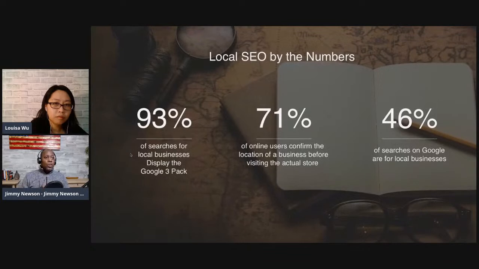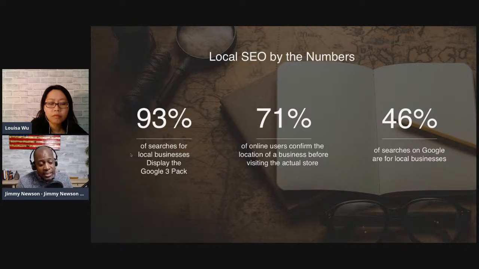One is local SEO by the numbers. 93% of searches for local businesses are displayed in what we call the Google 3-pack, or we call it the snack pack sometimes. And that's what you saw there, no matter what you're looking for. And then 71% of online users confirm the location of a business before visiting the actual store.